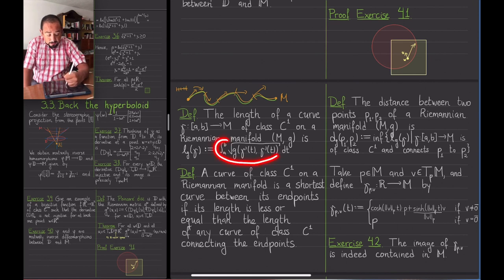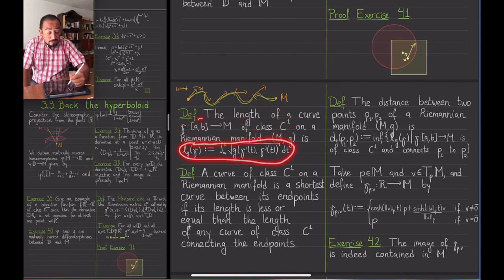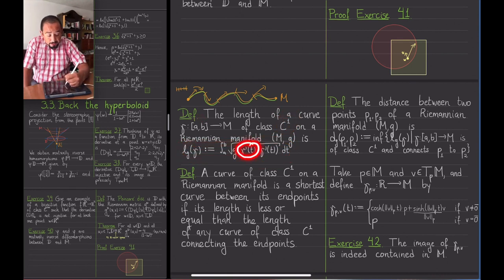And then take this integral, right? And then I take, let's say, a curve of class C infinity. I mean, I define that length for a curve of class C1, I'm sorry, to make sure that the derivative is continuous, and so that this integral indeed exists.